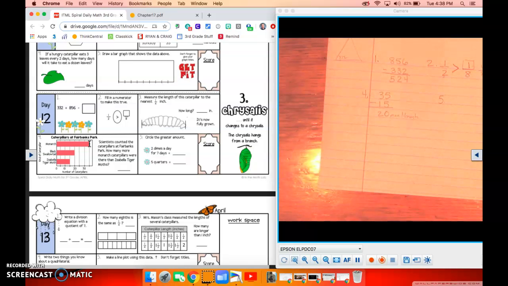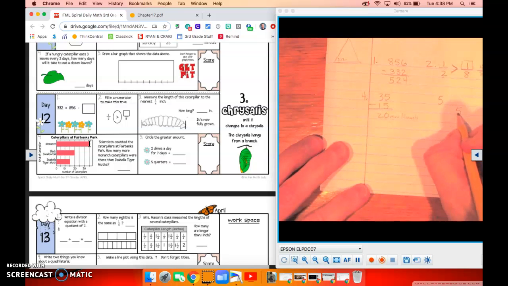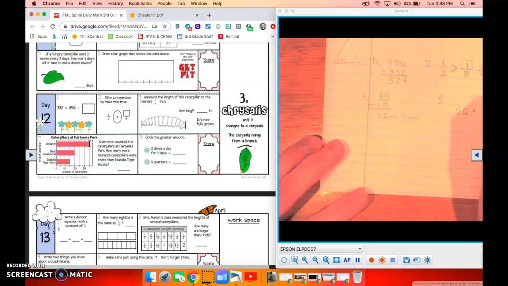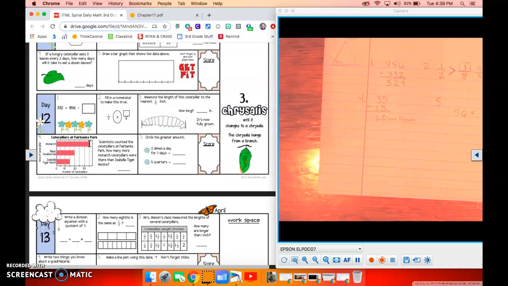Circle the greater amount. 2 dimes a day for 7 days, or 5 quarters. Well, let's figure out the 5 quarters first, okay? So 5 quarters, well, 4 quarters make $1. 25, 50, 75, $1. I got one more quarter, so that makes $1.25.